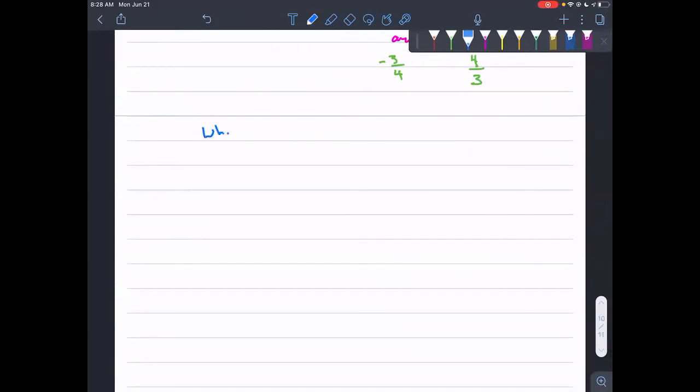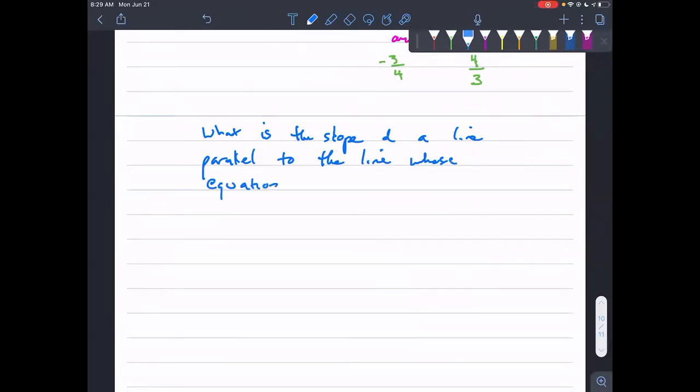Okay, so what is the slope of a line parallel to the line whose equation is x plus 4y equals 24? Clean this up just a little bit. What is the slope of a line parallel to the line whose equation is x plus 4y equals 24?